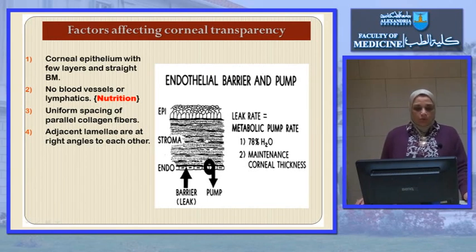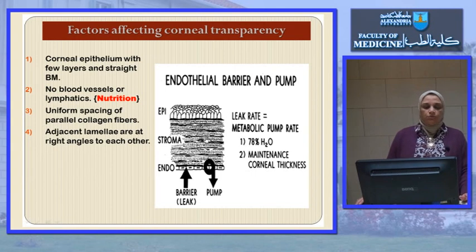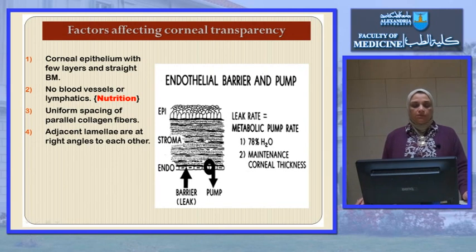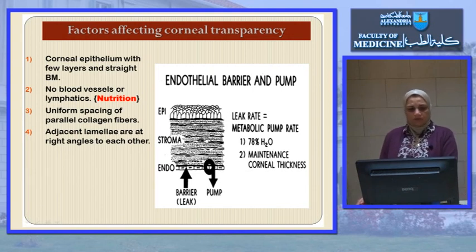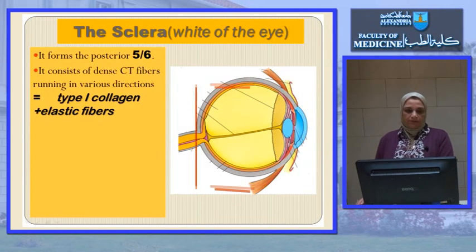Again, what about the stroma? There is very regular arrangement of the collagen fibers with uniform spacing between the parallel fibers. You know, it's bundles of fibers. In between, the spacing is uniform. And also the lamellae are oriented at right angles to each other. There are other factors, but these are the main factors for corneal transparency.